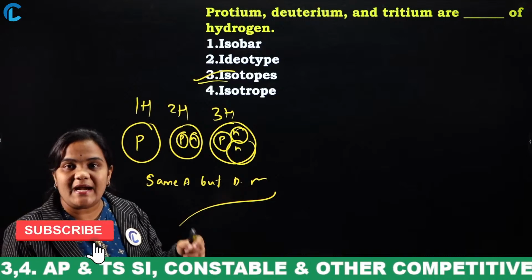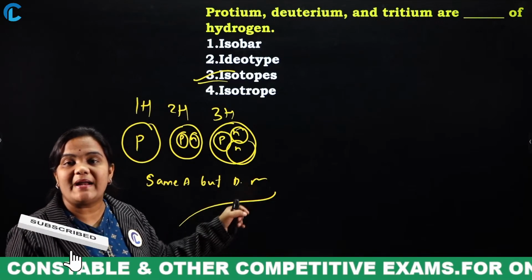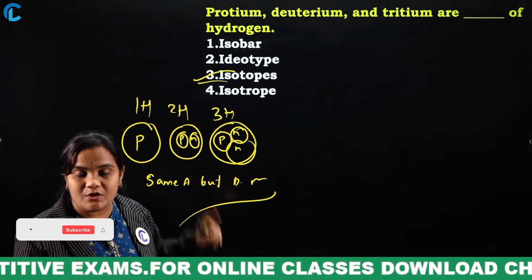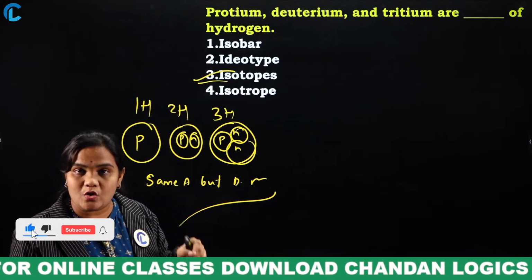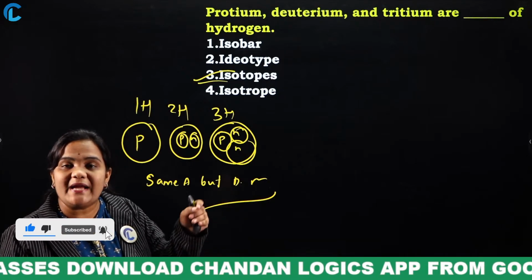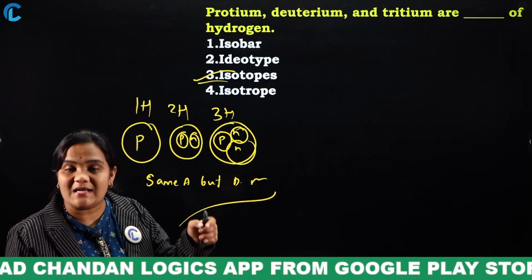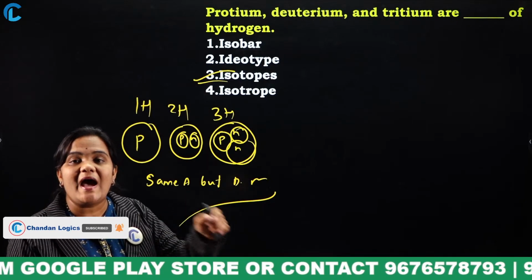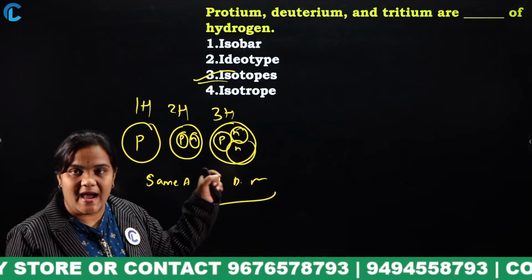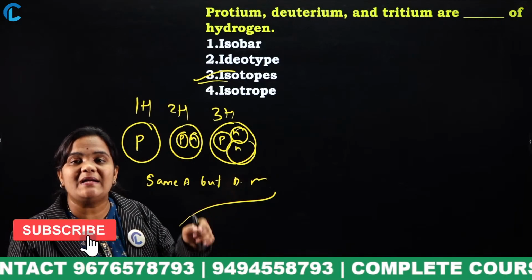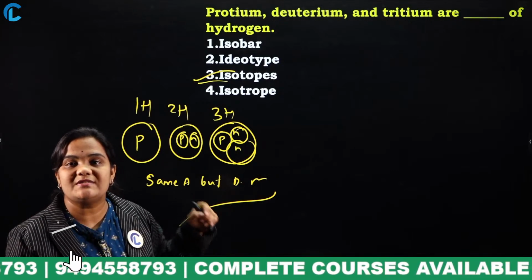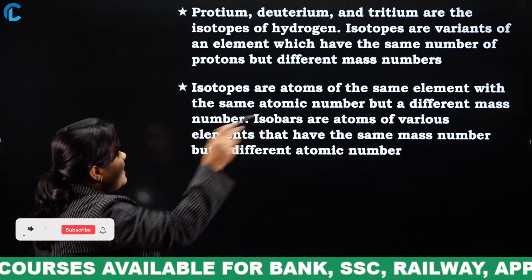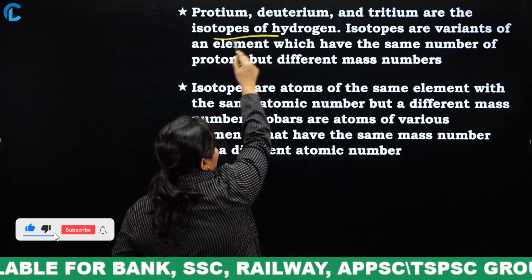The nuclei is divided into isotopes, isobars and isotones. If an element consists of the same atomic number and different mass number, like the same protons and different neutrons, we say it as isotopes. What are isobars? Different atomic number and same mass number, we say isobars. Then what are isotones? If elements have the same number of neutrons, we say isotones. Protium, deuterium and tritium are the isotopes of hydrogen.